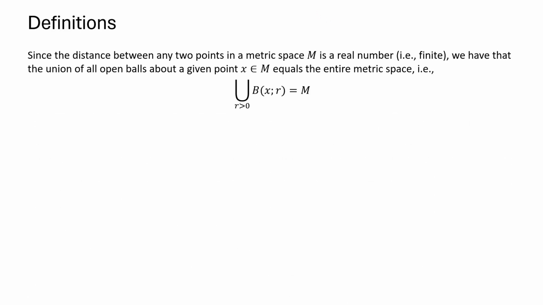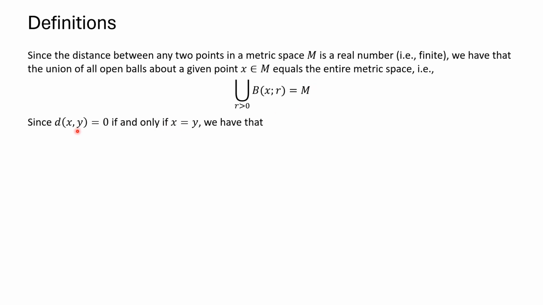We have a few definitions on this slide. Let's start with the union of all open balls about a given point x. Eventually, as you make the radius larger and larger, you're going to include every possible point in the metric space. So the union actually equals the entire metric space. And I just made a point here that the distance between any two points in the metric space is a real and finite number. That's the key point here. So eventually, when you take every possible radius and then the union of all these open balls, you're going to get the entire metric space.